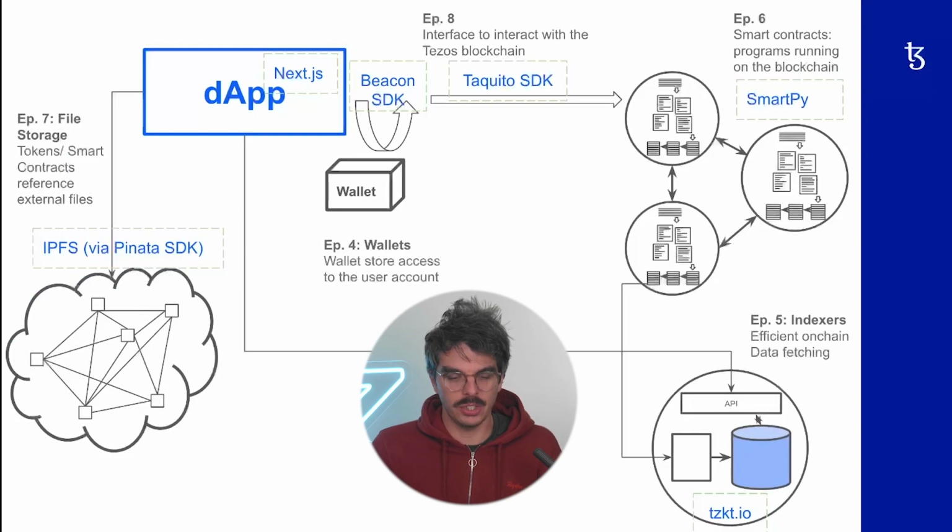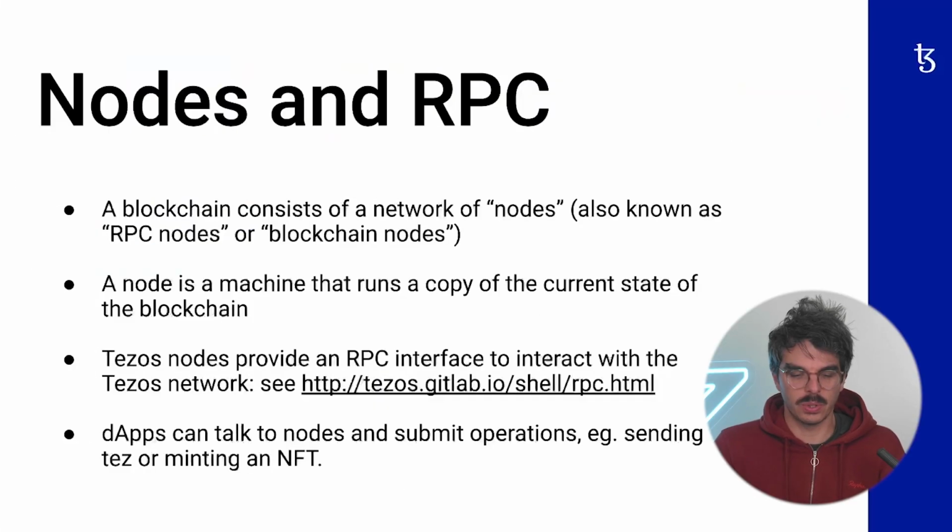So returning to this architecture diagram that we've seen many, many times before. In fact, this might be the final time that we see it. Let's have a look at where episode 8 sits on this architectural diagram. You can see it up here at the top. This is the episode where we're actually going to have our dApp directly talking to a blockchain node to execute an operation. So first of all, let's talk about nodes and remote procedure calls.